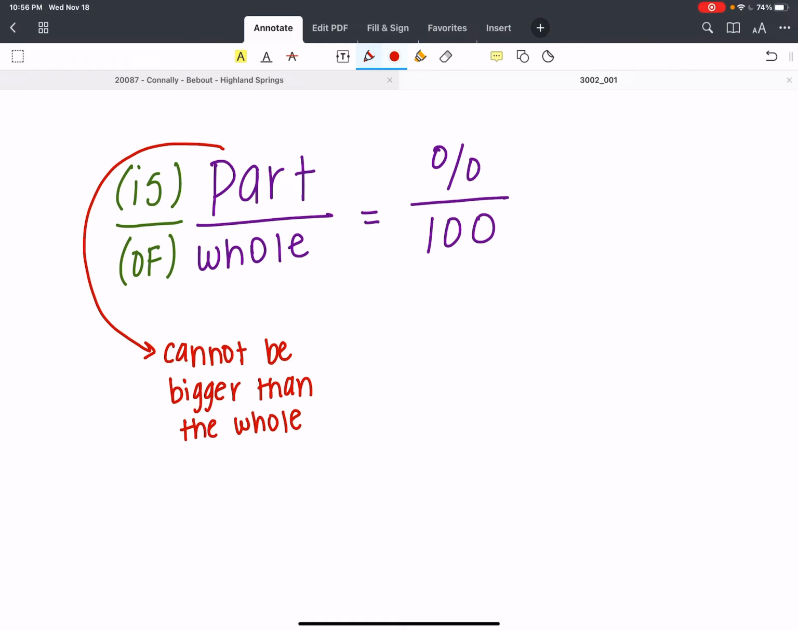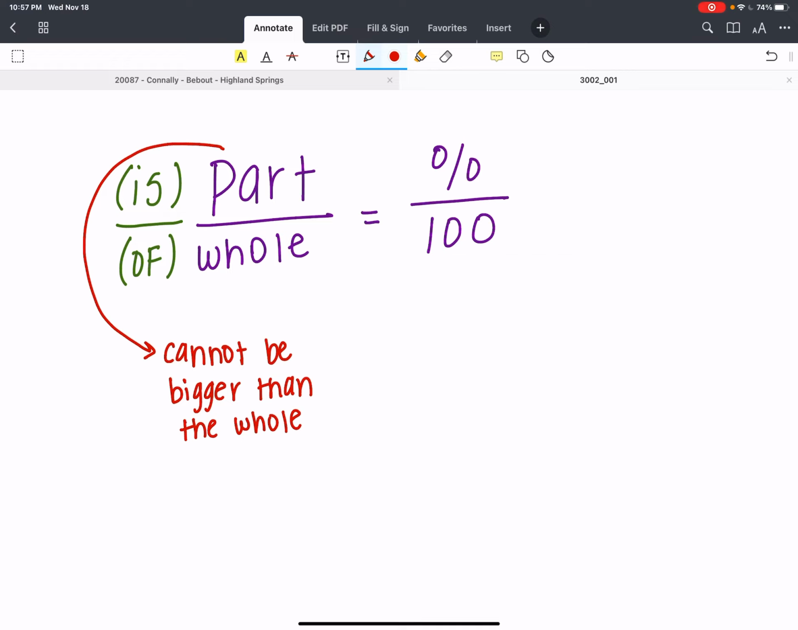So if you say you have 2 out of 3 slices of pizza, well, your part is 2 because you have 2. Out of the whole thing, there's 3 slices. You don't say I have 3 slices out of 2 because the 3 would be bigger. Your part would be bigger, which is 3 over 2. We cannot have that happen. So your part cannot be bigger than the whole.